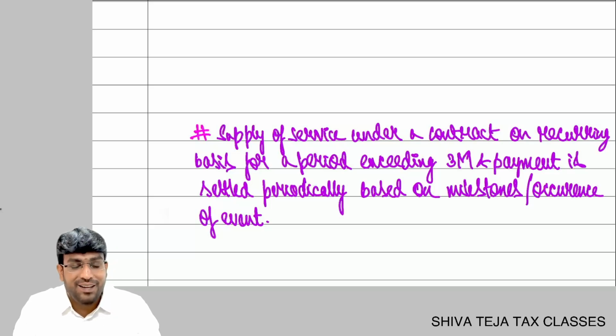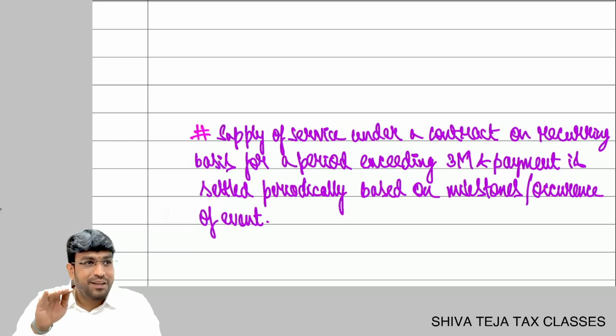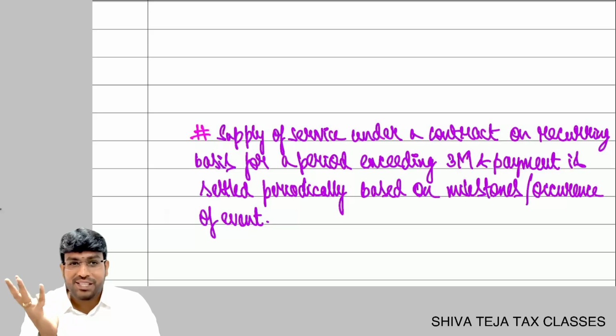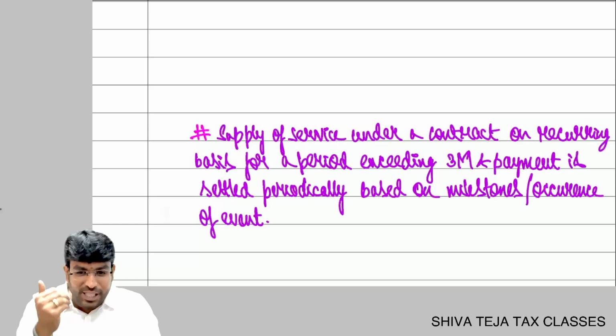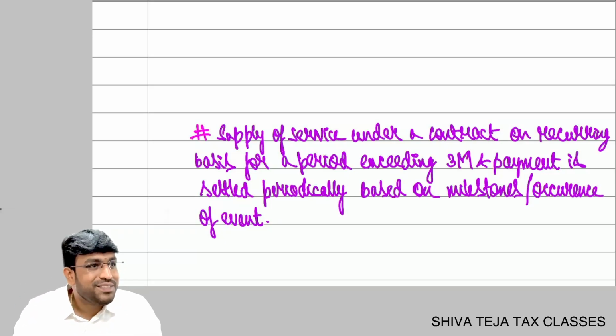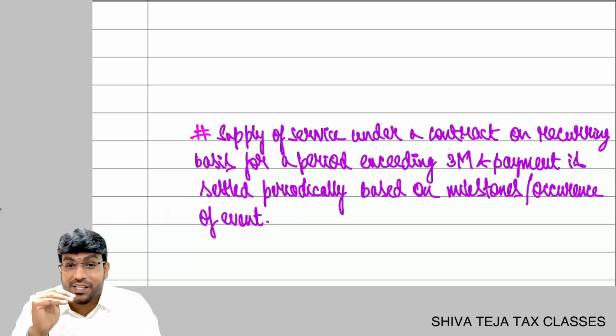Then what I will tell, once a slab is done, pay 20%. Once bricks are done, pay another 20%. Once flooring is done, another 30%. Once this is done, this much percent. We'll fix the milestone. That is called milestone or occurrence of an event.